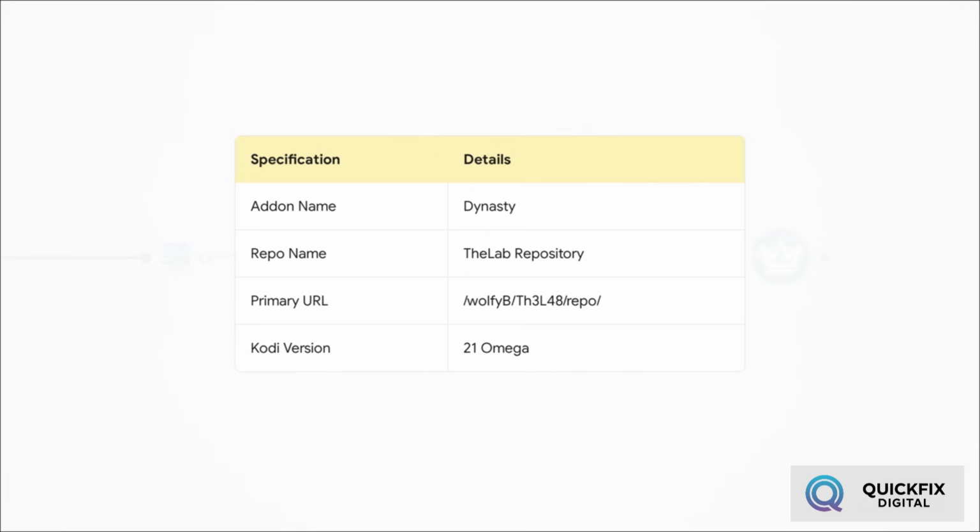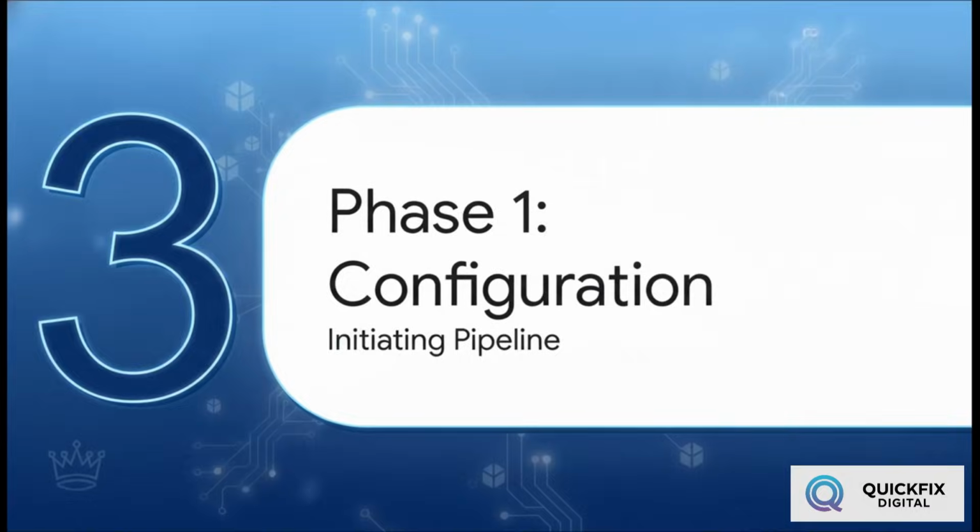I need to firmly highlight the Kodi version compatibility here. The source specifies that this add-on is explicitly engineered for Kodi version 21 Omega. Literally, do not attempt this pipeline if your core system is out of date or you're going to run into issues. All right, here we go.